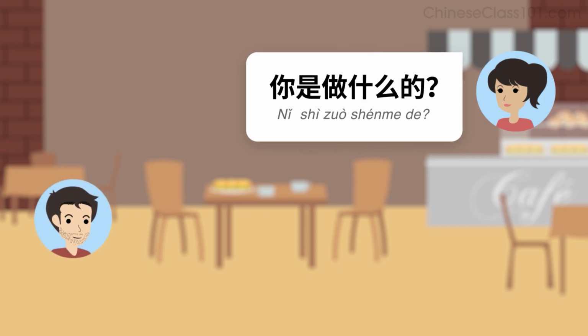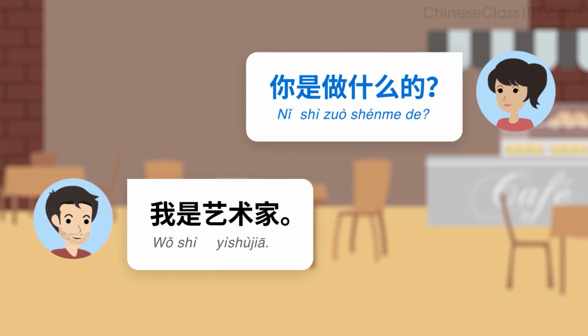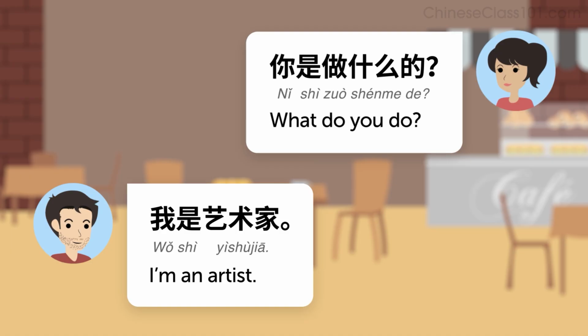Listen to the dialogue. 你是做什么的？我是艺术家。Listen to it again, now with the English translation. 你是做什么的？What do you do? 我是艺术家。I'm an artist.